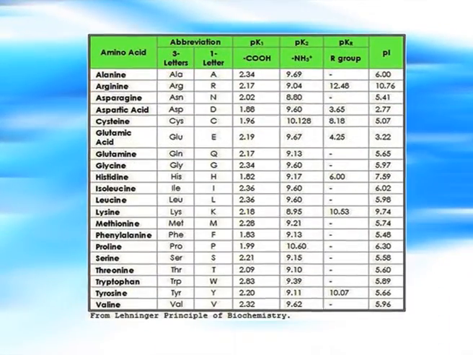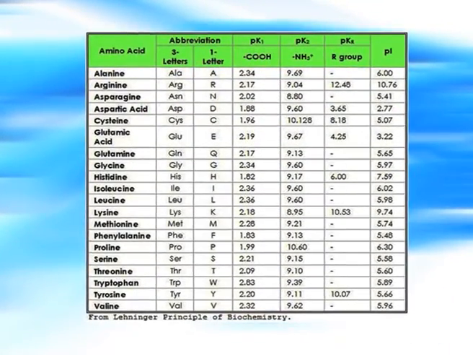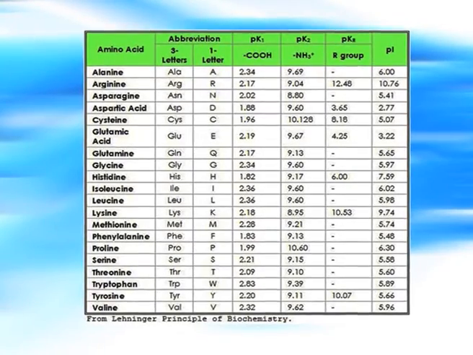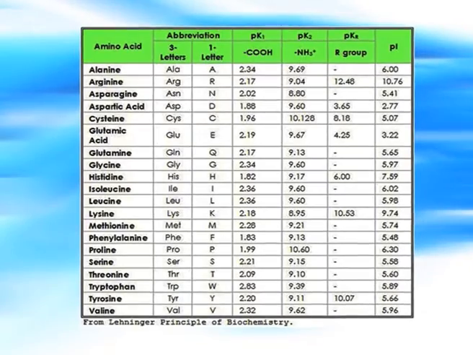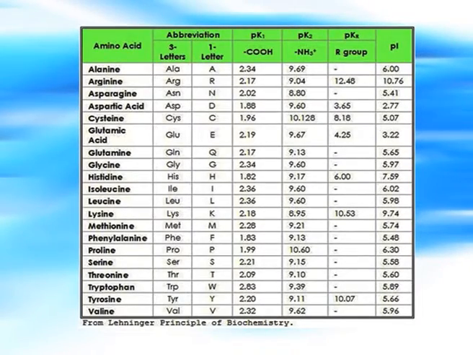The table here shows the pK1 and pK2 values of all the 20 amino acids that naturally occur in proteins. For the amino acids which are monocarboxylic and monoamino, that is, they contain only one amino group and one carboxylic acid group, the pI is calculated as the mean of pK1 and pK2.